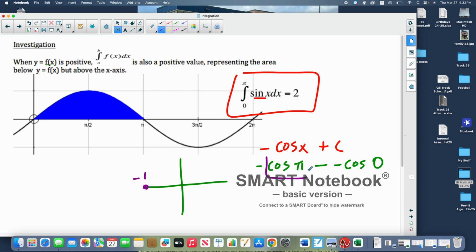So this is negative 1, and the negative out front makes that a positive 1. Cosine of 0 is right here, that would be 1. And I have the two negatives there, so 1. So 1 plus 1 would be 2. So the value of that is 2. I did my definite integral to show that.